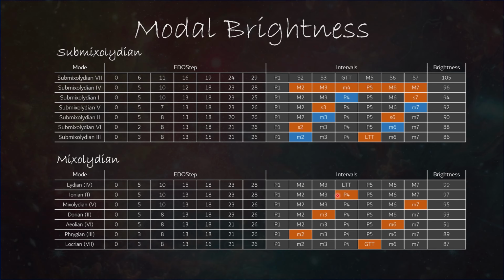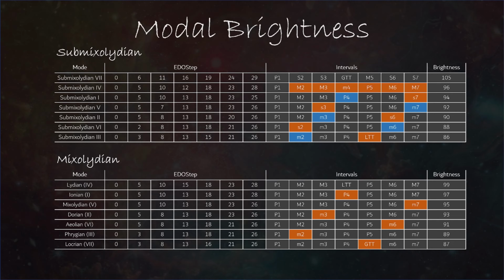Then, as you move from Ionian to Mixolydian, the major seventh becomes a minor seventh. Then, as you move from Mixolydian to Dorian, the major third moves to a minor third. Whereas when you look at the submixolydian scale, you can see there's a whole lot of notes changing as you move through the different modes from brightest to darkest.